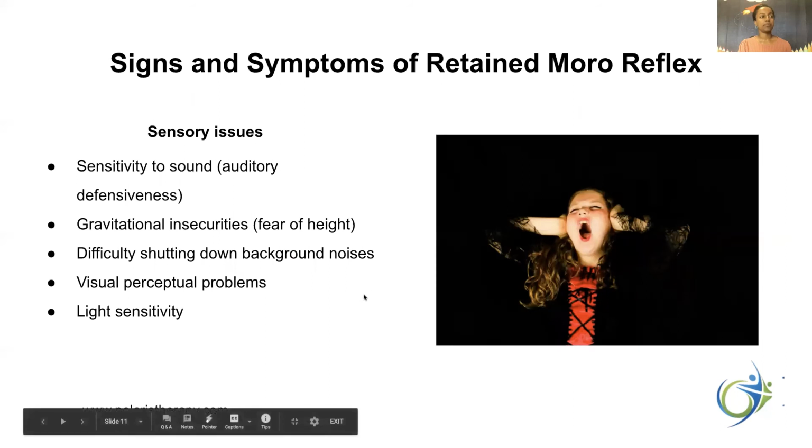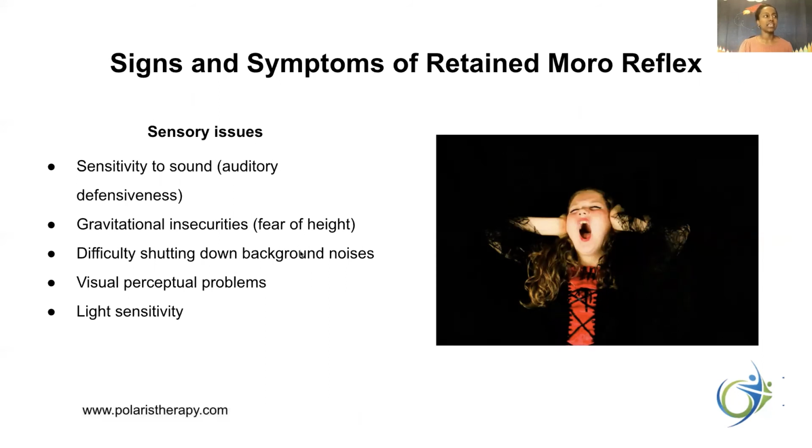So then what happens if the Moro reflex stays in the body and is retained? So this is what you're going to see. This is usually when a lot of clients come to OT when they have these kinds of symptoms, right? They have a sensitivity to sound, auditory defensiveness. They'll have gravitational insecurity, meaning they're afraid of climbing ladders, climbing on play structures. They don't want to leave the ground. They fear falling, difficulty shutting down background noise.